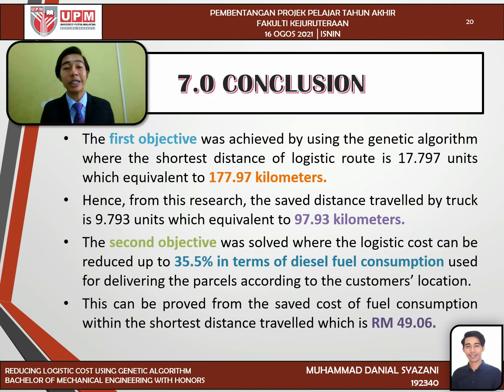In conclusion, the first objective was achieved by using genetic algorithm, where the shortest distance traveled is about 177.97 kilometers. Hence, from the comparison of the theoretical and experimental data, the distance saved is about 97.93 kilometers. In addition, the second objective also was solved, where this project can reduce the logistic cost by up to 35.5% in terms of diesel fuel consumption.